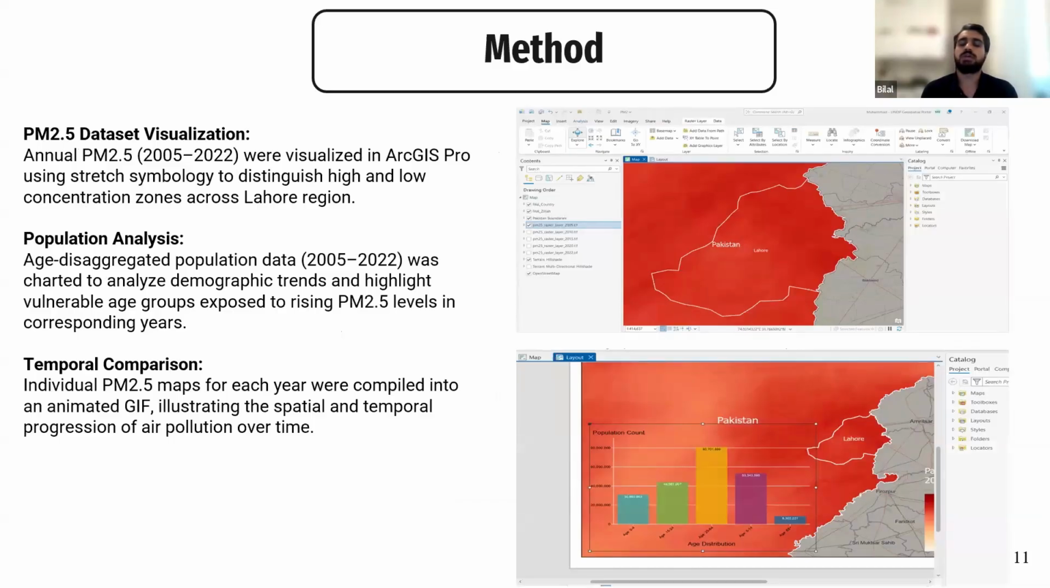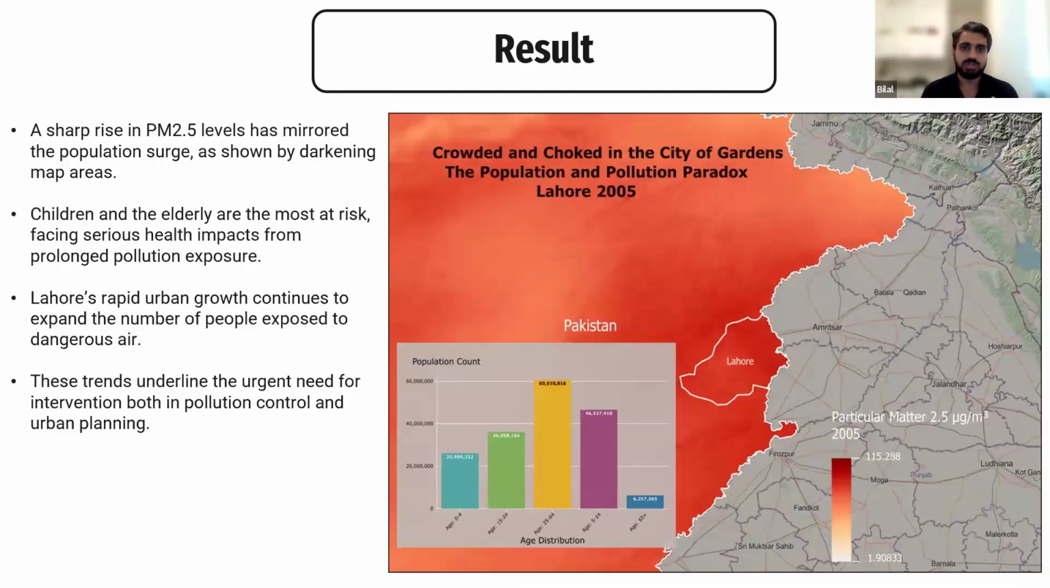I downloaded the product from the website and did some pre-processing in terms of normalization and the color scheme. Then I overlay the population statistics that I downloaded from the Pakistan Bureau of Statistics to analyze each year how the age group distribution is affected by this pollutant. Then I compile this dataset into a GIF maker to analyze the trend, the temporal evolution of PM 2.5 concentration in Lahore.